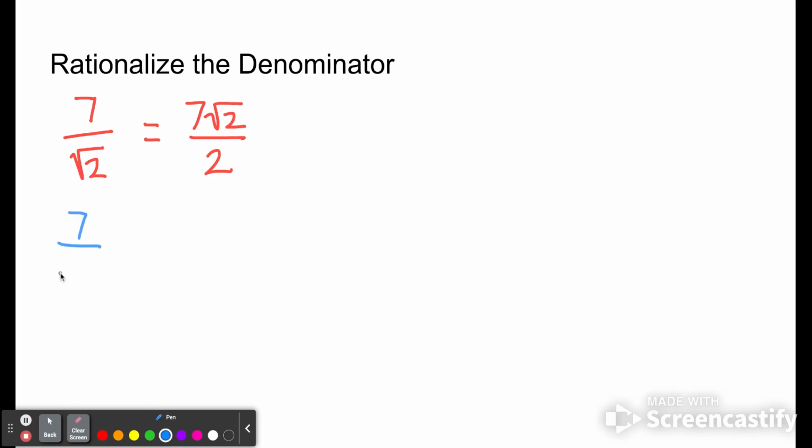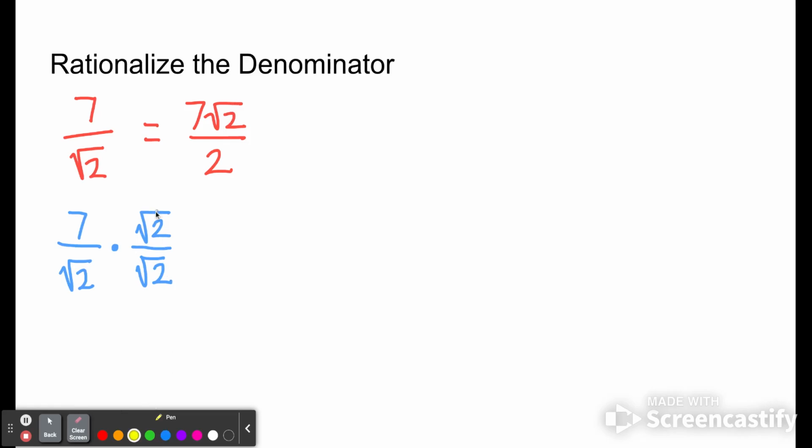So all you do to rationalize the denominator when you just have one single term in your denominator is you multiply by that exact term in a new fraction. So what we're doing here is we're multiplying the fraction 7 over the square root of 2 by the fraction the square root of 2 over the square root of 2.